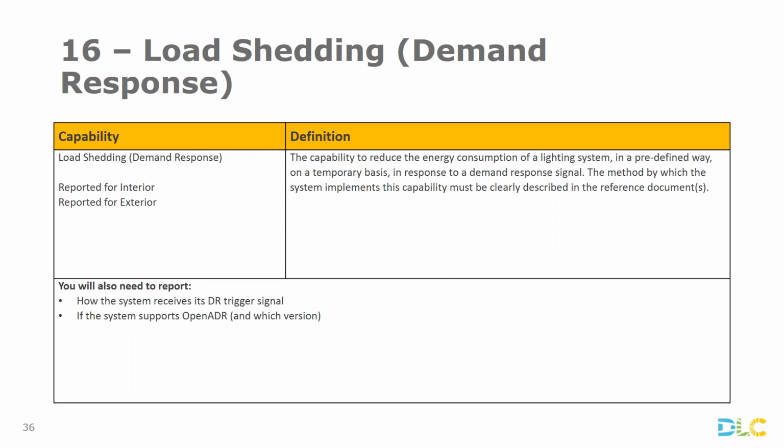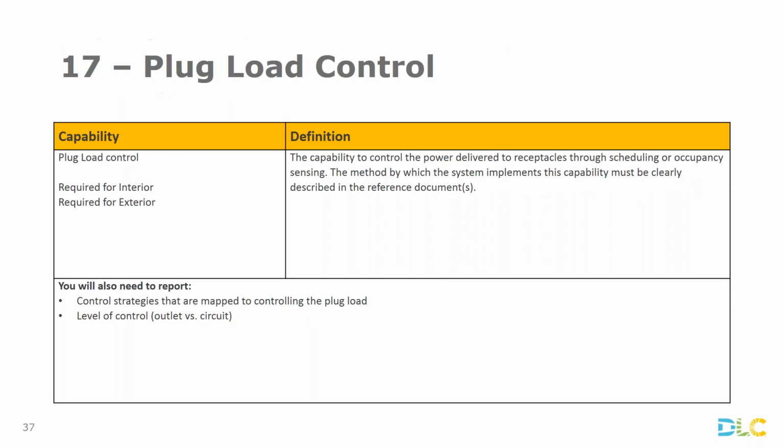This next topic is demand response, sometimes called load shedding. Again, it's a reported attribute for both interior and exterior. We ask you to clearly specify how this is implemented and specifically how the system receives its demand response trigger signal, if it's automated or if it's manual, and if the system supports OpenADR, which is a global open standard for doing automatic demand response.